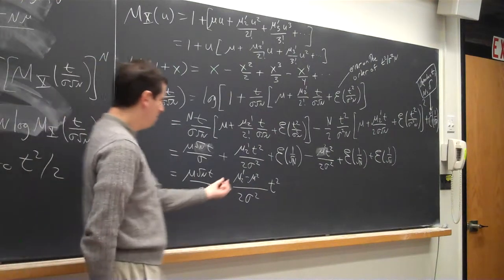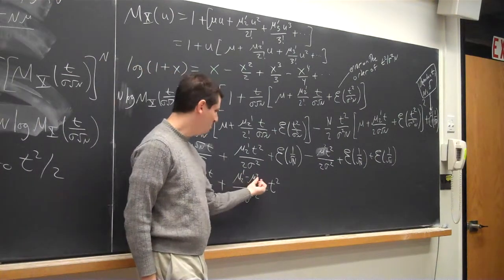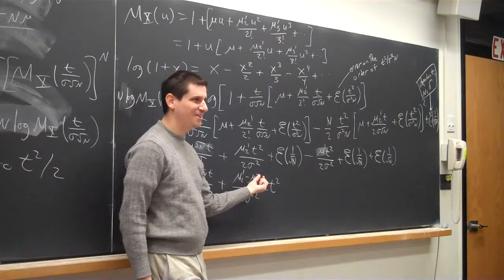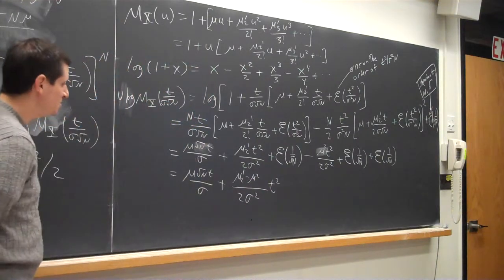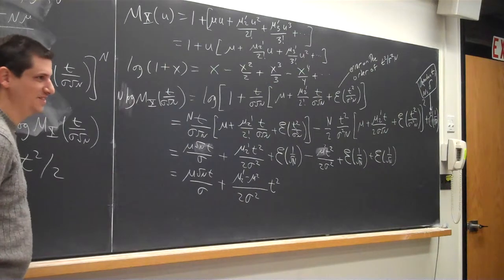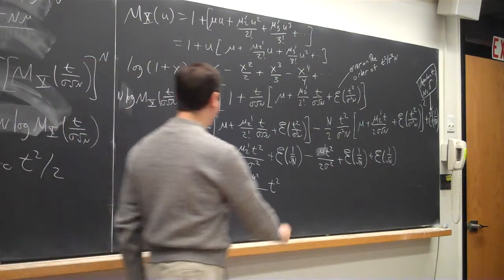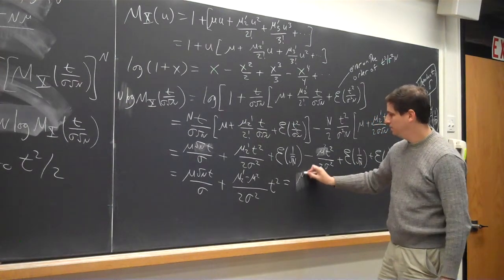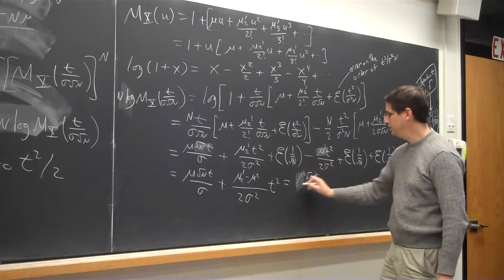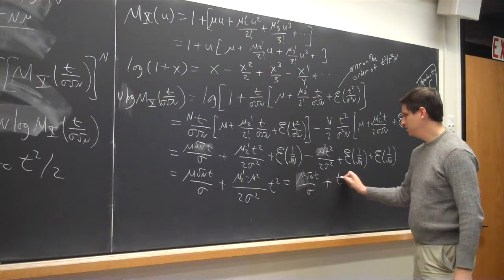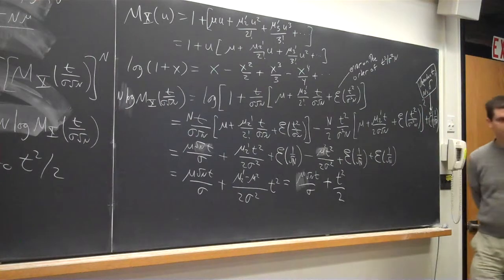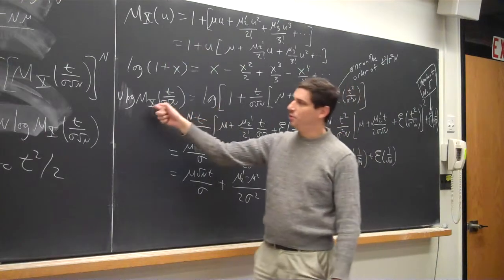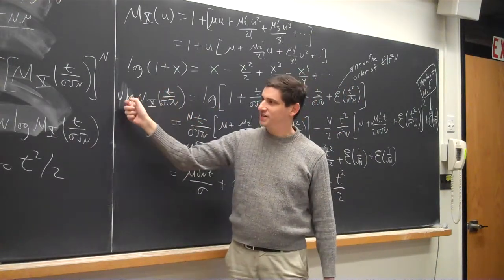What is mu2 prime minus mu squared? The variance, right? mu2 prime is the second moment. Mu squared is the square of the mean. This is the expected value of x squared minus the square of the expected value of x. So we have sigma squared divided by sigma squared. What does that equal? 1. So this is just equal to mu square root of n t over sigma plus t squared over 2. And this was the log of the moment generating function at t over square root of n times n.